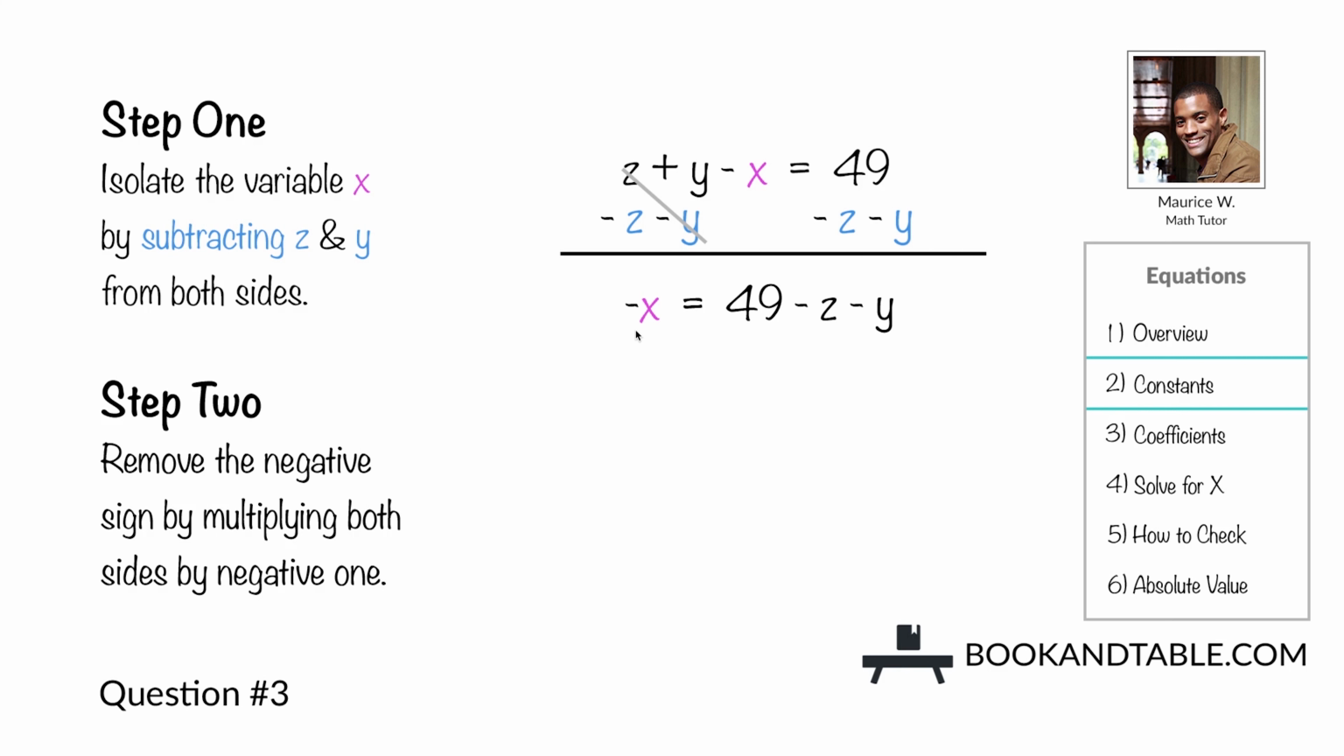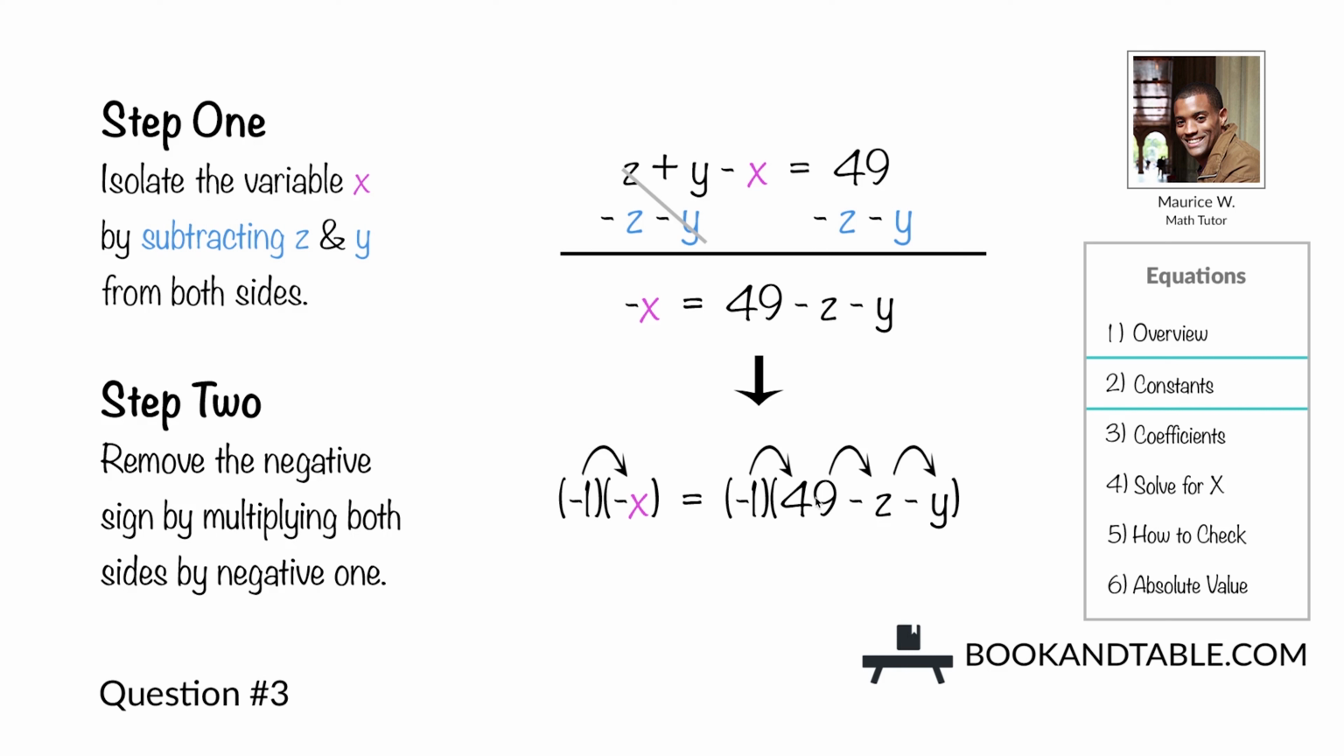And now step 2, remove the negative sign by multiplying both sides by -1. When you do that, -1 times negative x is going to give us positive x. Place this expression, since it has multiple terms, inside parentheses so that it's easier to remember that you have to distribute this -1 to each term inside of the parentheses. The -1 has to be applied to the entire expression.